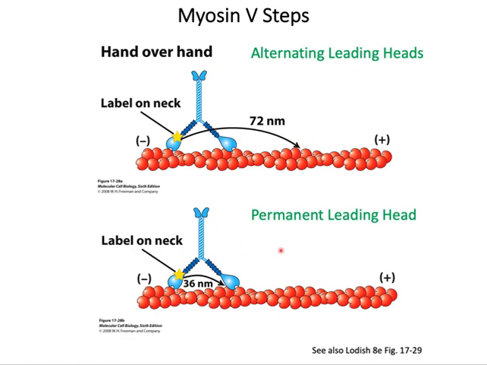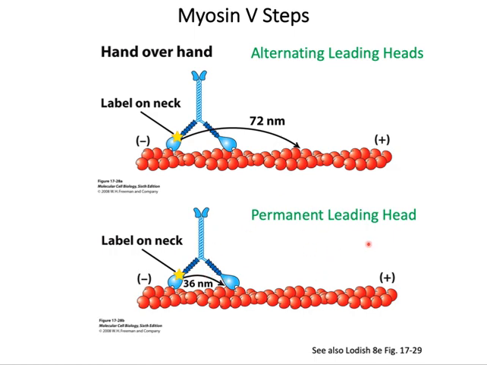The other possibility, you can think of it as an inchworm model, where the leading head would take a step and then the other head would shuffle behind it. One head would always be the lead. In this case, you would have a permanent leading head. It would be like taking a step to one stone, then bringing both feet together on the stone, then stepping to the next stone, and always leading with the same foot. The step size is 36 nanometers, and the head only moves 36 nanometers in this case per step.